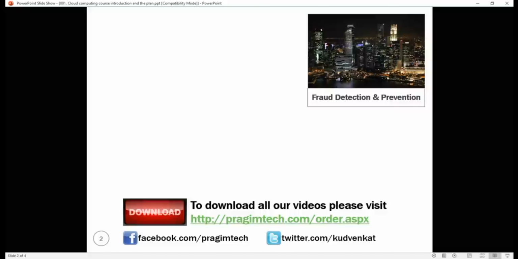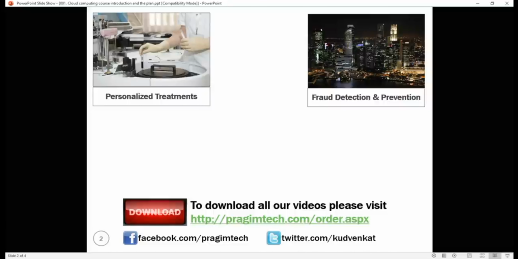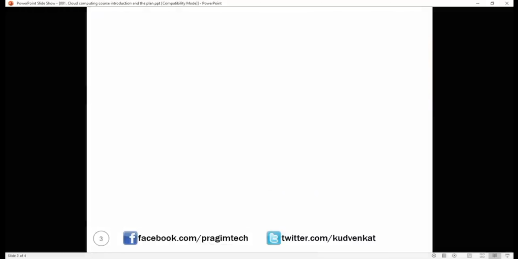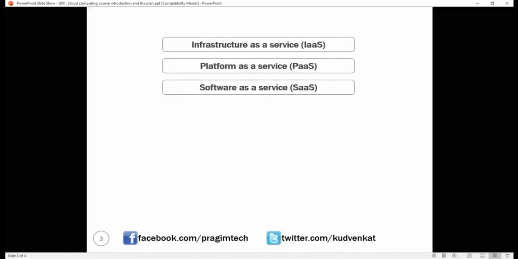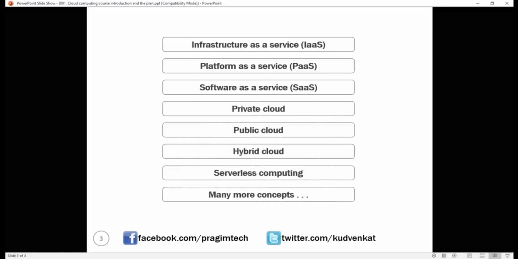For example, financial services companies are using the cloud to power real-time fraud detection and prevention. Healthcare companies are using it to develop more personalized treatment for patients, and video game makers are using it to deliver online games to millions of players around the world. There are many cloud-related concepts like infrastructure as a service, platform as a service, software as a service, private cloud, public cloud, hybrid cloud, serverless computing, and many more concepts.